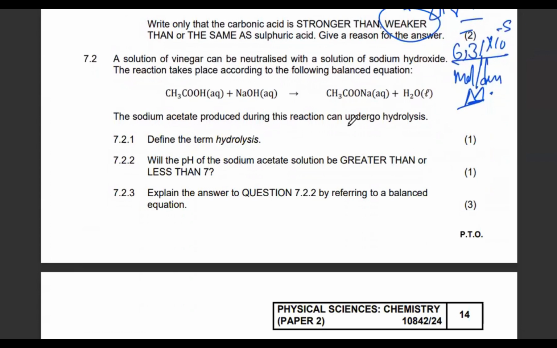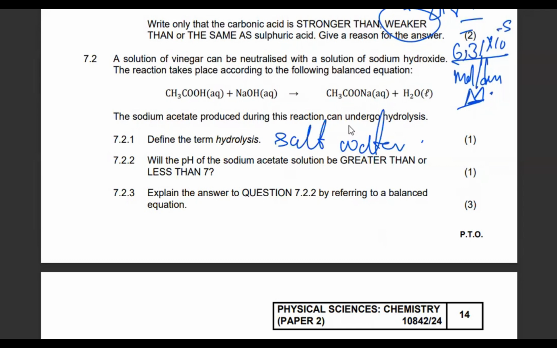All right, then we go to question 7.1. They're saying define hydrolysis. When we talk about hydrolysis, these are reactions which involve water. So hydrolysis is a reaction of a salt with water. So you have a salt and then you have water. Yes, basically that is it.